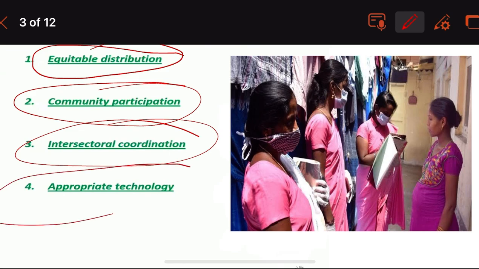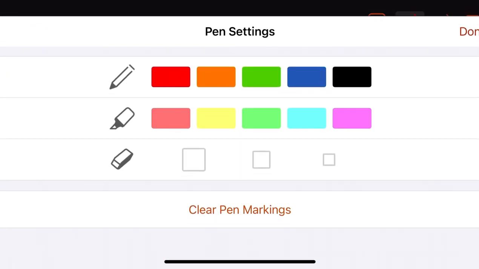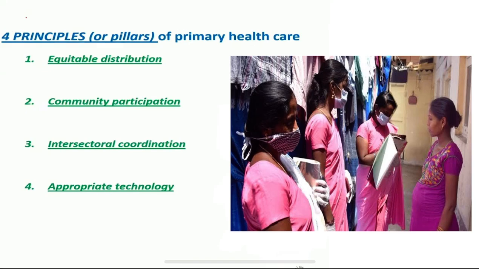Next, we have appropriate technology, under which we studied the ORS, growth chart, Shakir's tape, and all that. The technology should be scientifically sound, it should be adaptable to the local needs of the people who are applying it, and it should be maintained by the people themselves. It should be self-reliant and affordable by the people, financially feasible. So this is all about the principles of primary healthcare.